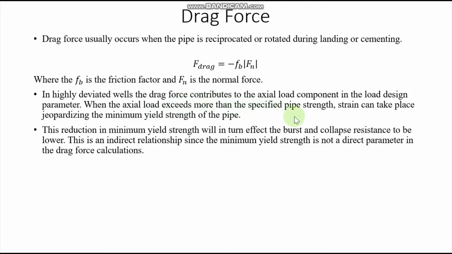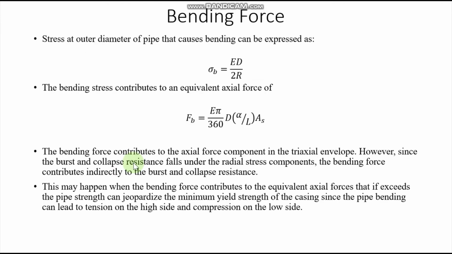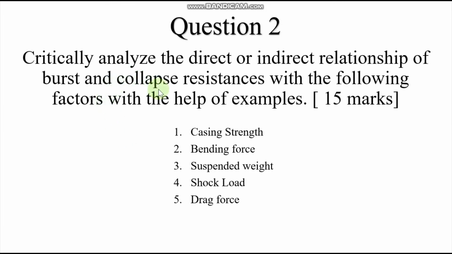When the axial force exceeds the specified pipe strength, strain can take place. When strain takes place, the thickness of the pipe can be reduced when tension is applied, so the minimum yield strength of the pipe will be jeopardized. This reduction in minimum yield strength will in turn affect the burst and collapse resistance, causing it to be lower. So this is also an indirect relationship, since the minimum yield strength is not a direct parameter in the drag force calculation. To summarize question 2, only the casing strength has a direct relationship with the burst and collapse resistance.